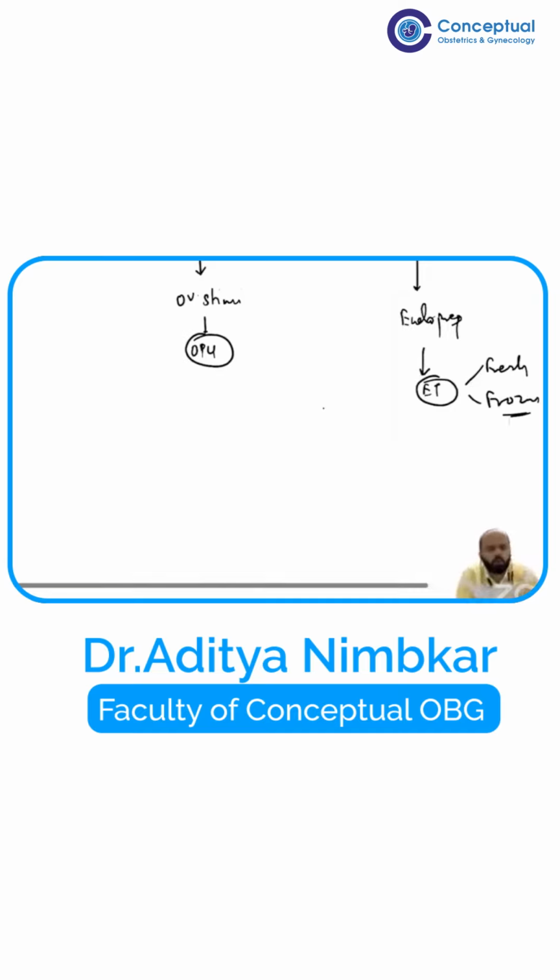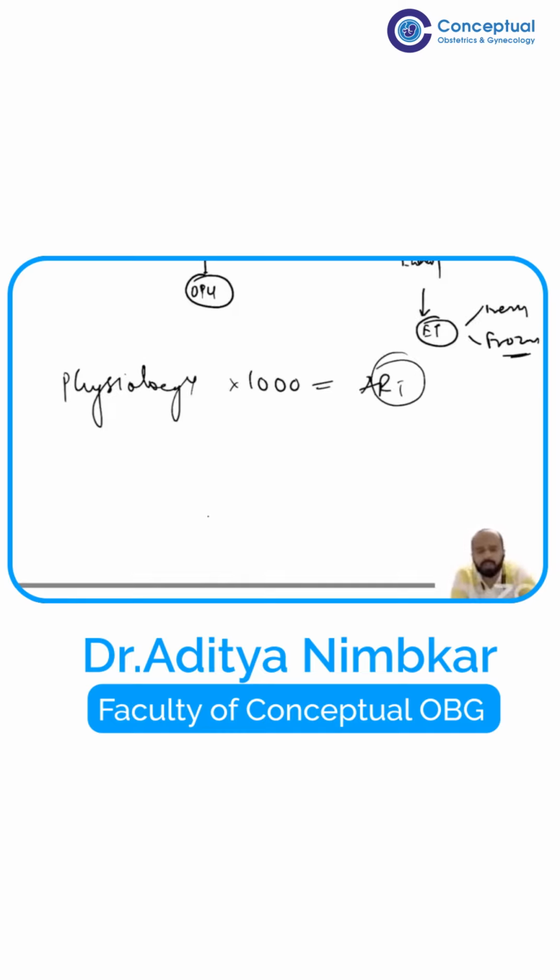I've already told you what ART does. So physiology था, but ART ने उसको amplify कर दिया, 1000 गुना बड़ा बना दिया. So what is the major difference between a physiological cycle and an ART cycle? So there are a few differences that I need to know.